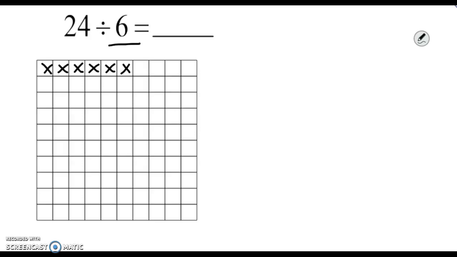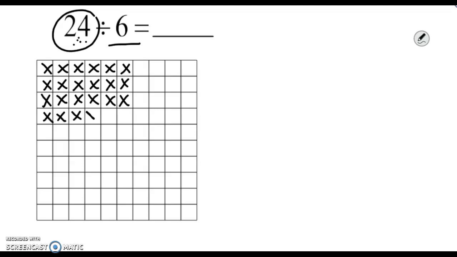We've only used 6 x's. We need to use 24 x's. So here's 7, 8, 9, 10, 11, 12, 13, 14, 15, 16, 17, 18. Are we there yet? Nope, we're only at 18. We need to get to 24. 19, 20, 21, 22, 23, 24. There, we made it to 24.